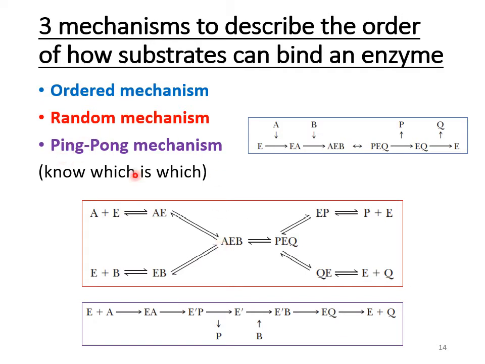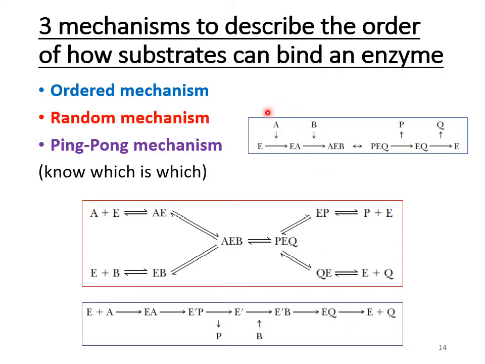The last one is the ping pong mechanism, which you see down here. In the ping pong mechanism, a substrate binds to the enzyme. It releases a product before the second substrate binds. So here you see the substrate A binding to the enzyme first. It then releases a product, which is P, before B, the second substrate, ends up binding, to then create the next complex and next products.